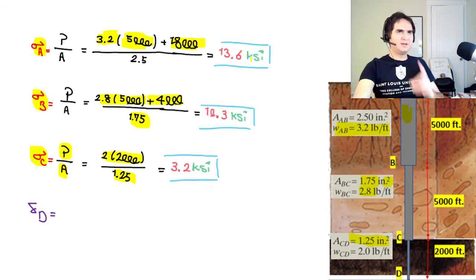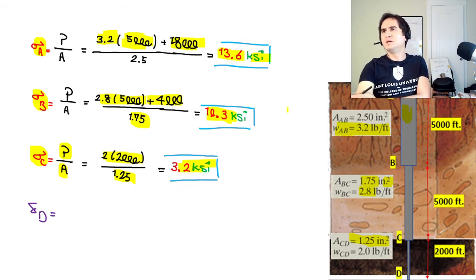And if you do the math, it gives you 13.6 ksi for AB, 10.3 ksi for sigma BC, and 3.2 ksi for sigma CD. And ksi stands for kilopounds per square inch, which is the unit of stress, normal stress, in US customary units.